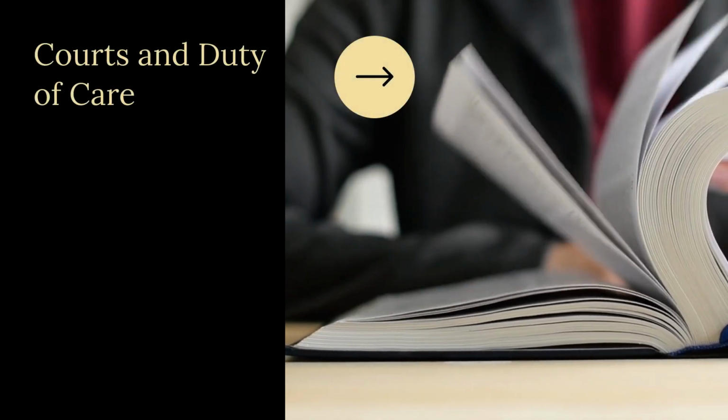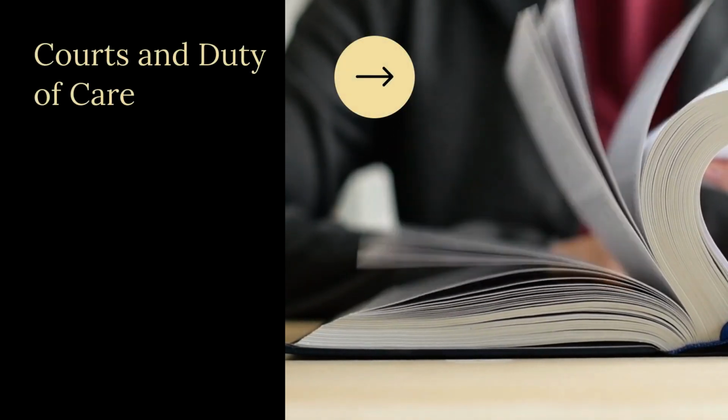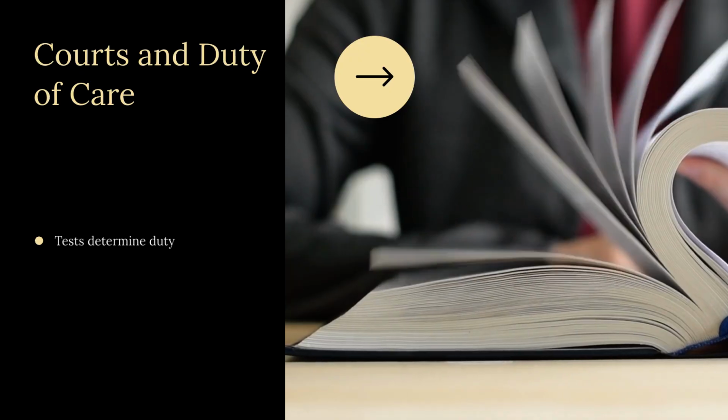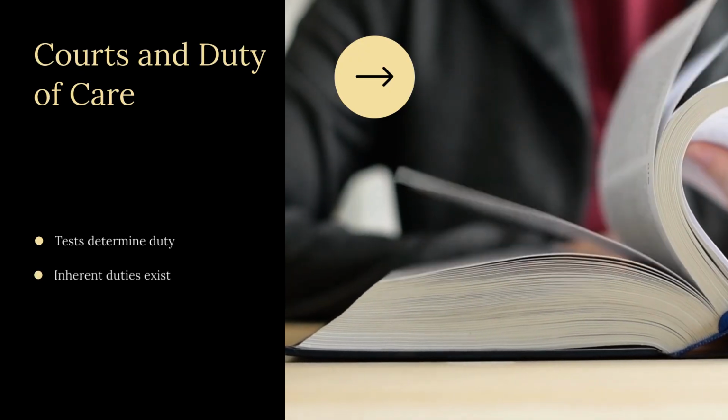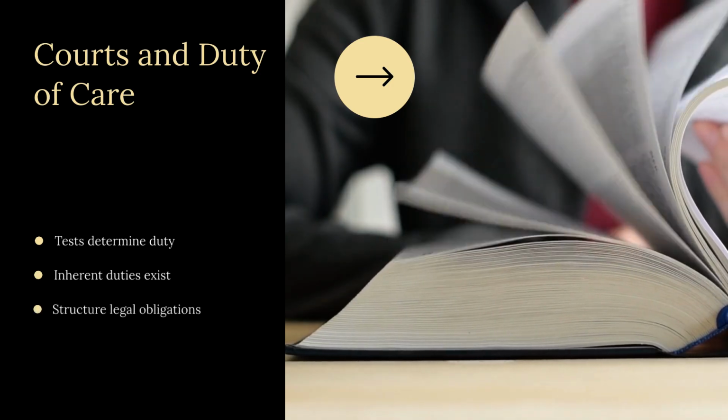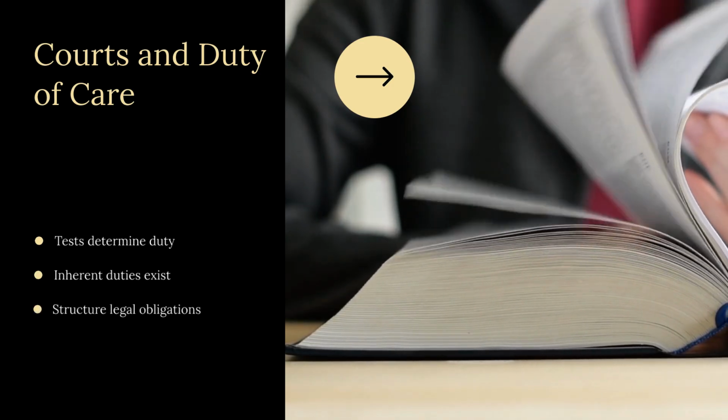Courts use tests to determine duty of care. Established relationships imply inherent duties. The neighbor principle and three-stage test are key. These tests structure legal obligations. They ensure fair evaluation of claims.